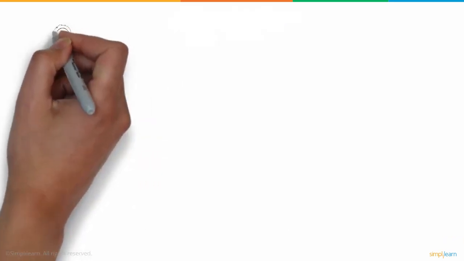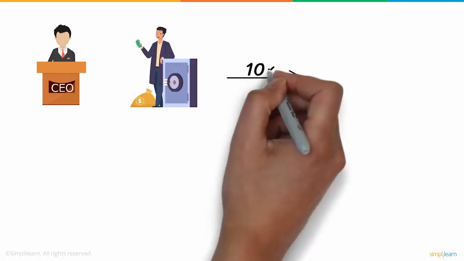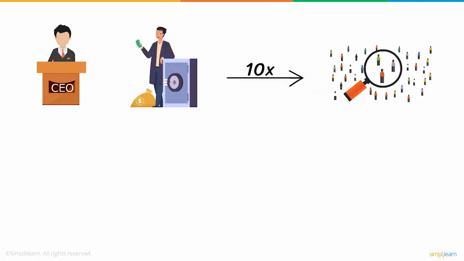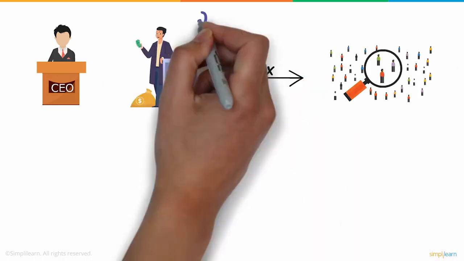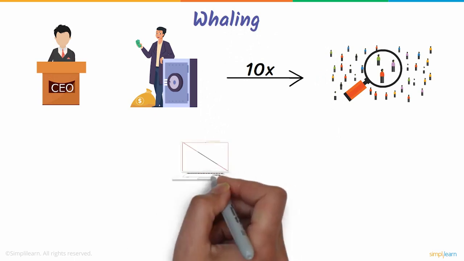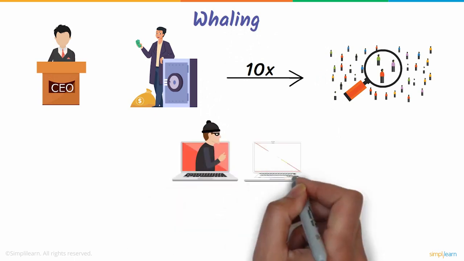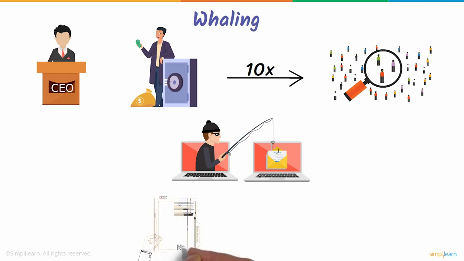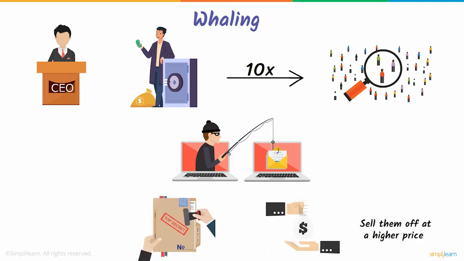For more important targets like CEOs and people with a fortune on their back, the research done is tenfold, which can be called a case of whaling. The hackers prepare and wait for the right moment to launch their phishing attack, often to steal industry secrets for rival companies or sell them off at a higher price.